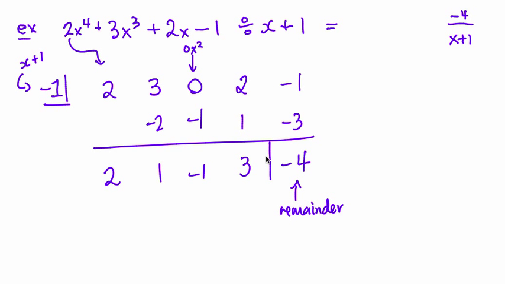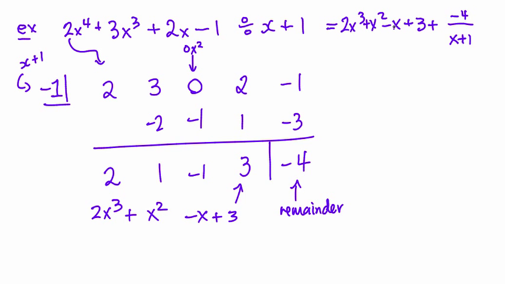And my quotient is, well, there's a constant term of 3. And before that, there's negative x. And before that, there's x squared. And before that, there's 2x cubed. So I end up with 2x cubed plus x squared, take away an x plus 3, plus the remainder over the divisor. This is much, much faster, as I've said a couple times. Let's take a look at two more examples.